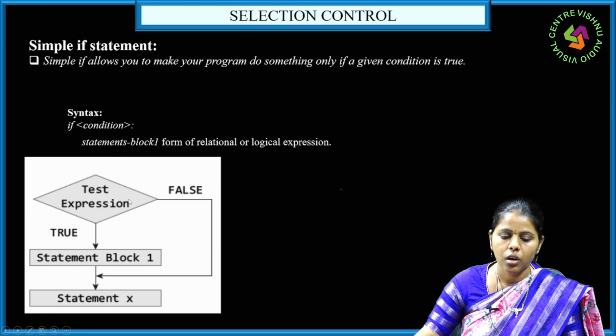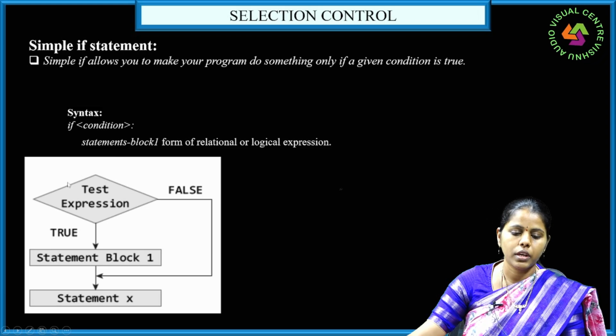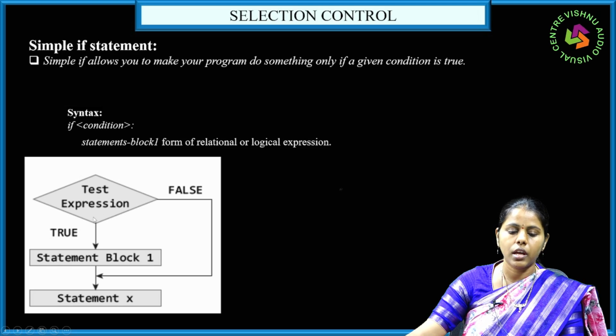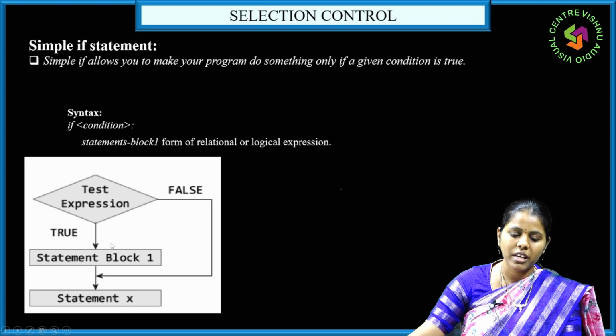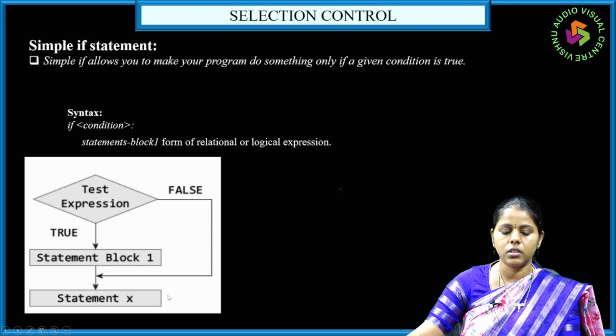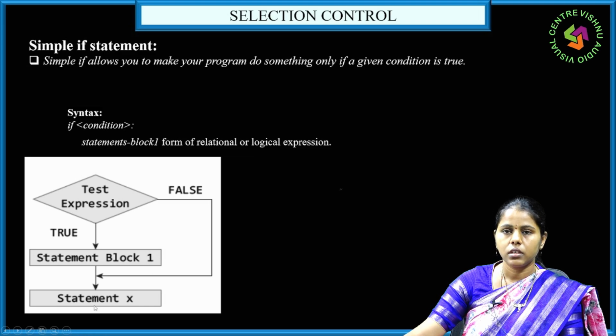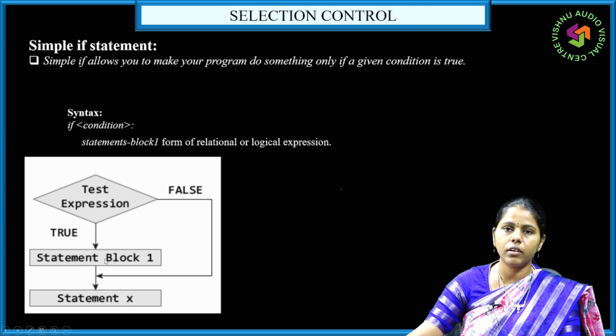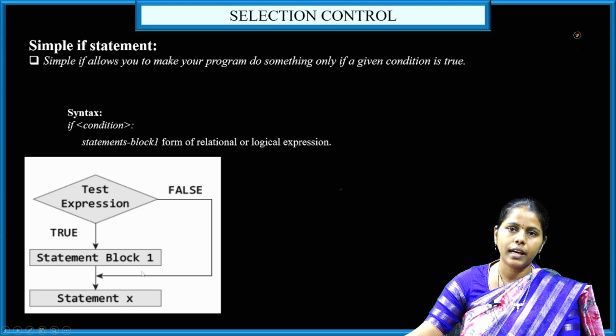So let's look at the flowchart. Here I am taking a test expression. Based on the test expression, if that expression is true, I am executing statement block 1. If that is false, it will come out of that if condition and then execute statement X. So we are checking only for the true block. We are not checking for the false block. That will be in the later discussion.